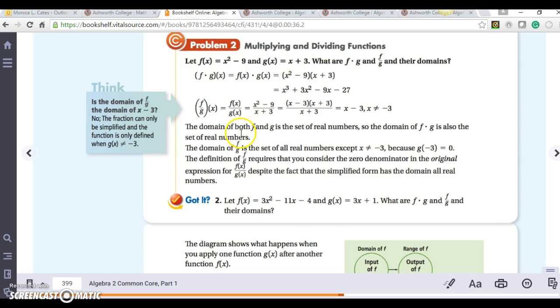So it says the domain of both f and g are the set of real numbers. So this is a quadratic and this is a linear. So the domain will be all real numbers. The domain of f over g is the set of real numbers except x cannot equal negative 3. So here, because my denominator cannot equal negative 3, that's the only value that it cannot be.